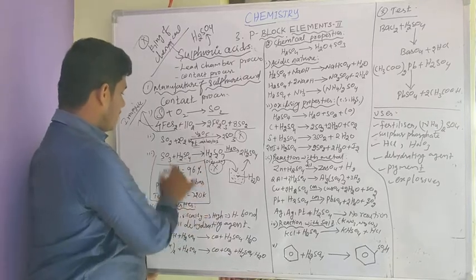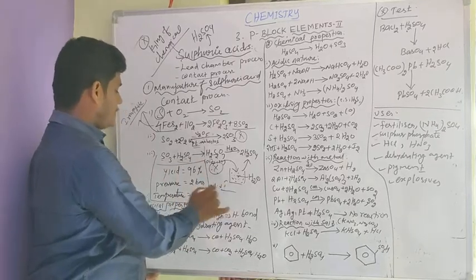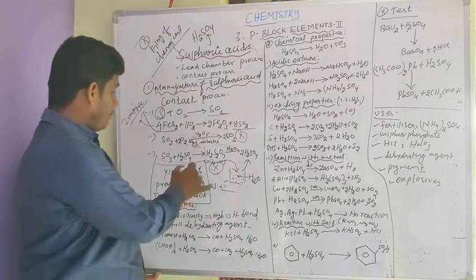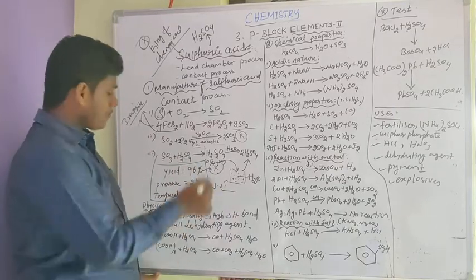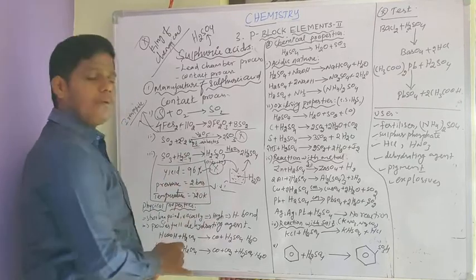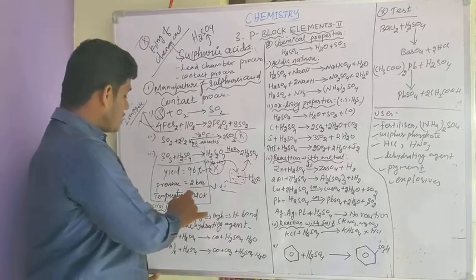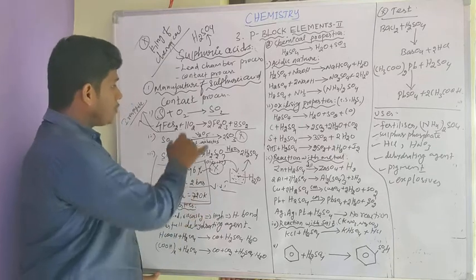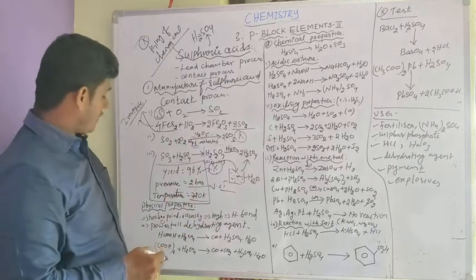In this process there are three very important conditions. Point number 1: the yield produced is 96%. This is a question often asked. Then the pressure is 2 bar, and the temperature is 720 Kelvin. These are the conditions to maintain for sulfuric acid.